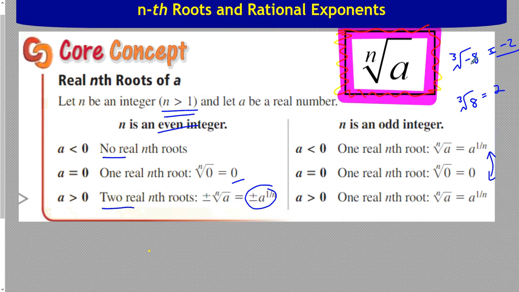Right, so notice that whatever a is going to have the same sign as our root, if and only if the root we're taking is odd. If the root that we're taking is even, it can't be negative or you won't have any real roots. Go ahead and pause this and make sure you get this little table copied into your notes. It's going to be very helpful for you as you move forward.